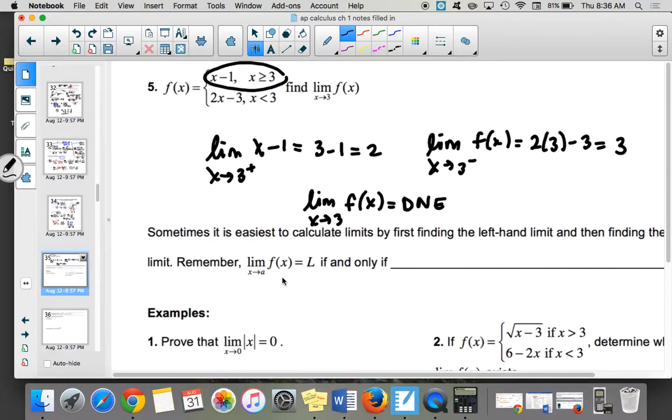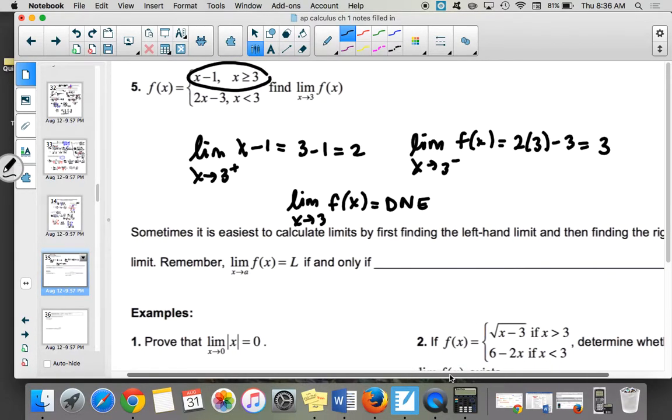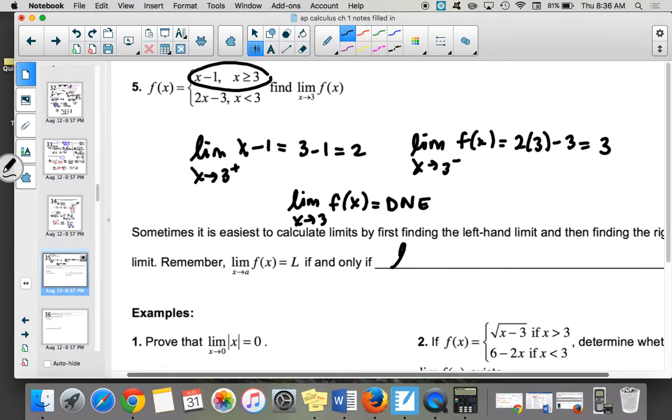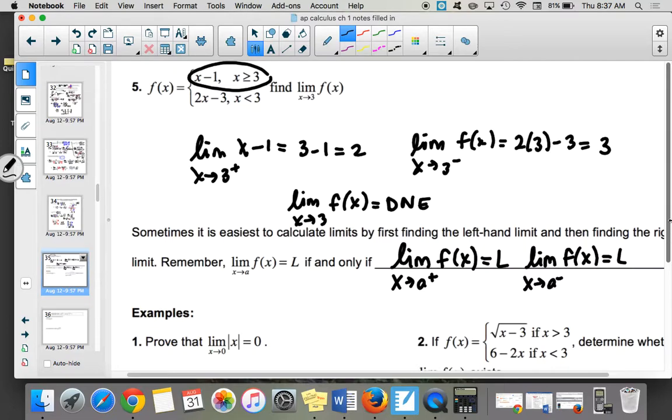Okay, so it says sometimes it's easiest to calculate limits by first finding the left hand and then finding the right hand limit. So remember, the limit only exists if the limit from the right and left are equal to each other, and they both equal that limit, that L. So you'll probably be using that quite a bit on the AP Calc exam, using the fact that the right and left go to the same thing.